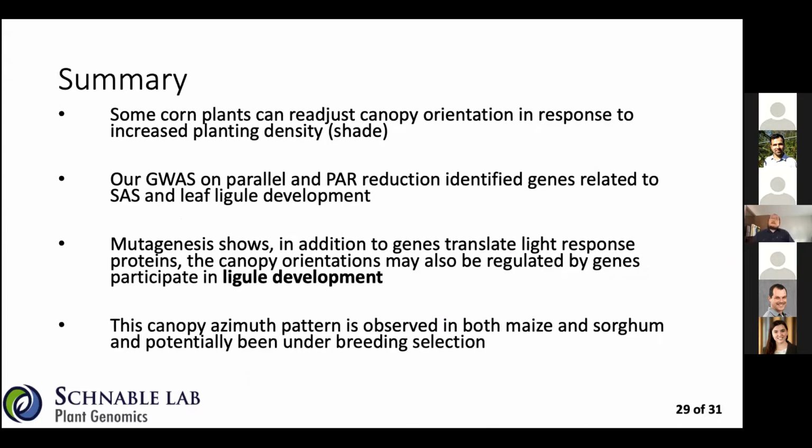So to summarize, some corn plants can readjust canopy orientation in response to increased planting density. Our GWAS on parallel and PR reduction identified genes related to shade avoidance syndrome and leaf ligule development, and this is further validated by our mutagenesis. We also found that, in addition to genes related to light response, the canopy orientation may also be regulated by genes participating in ligule development. And we have some preliminary evidence indicating that this canopy azimuth pattern is observed in both maize and sorghum and is potentially under breeding selection.